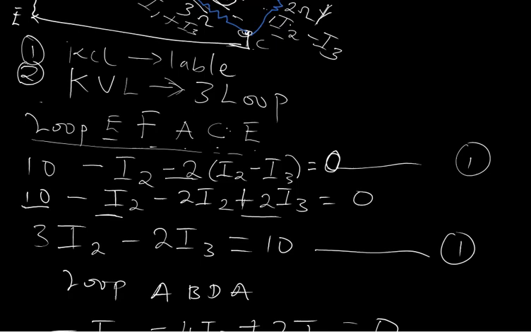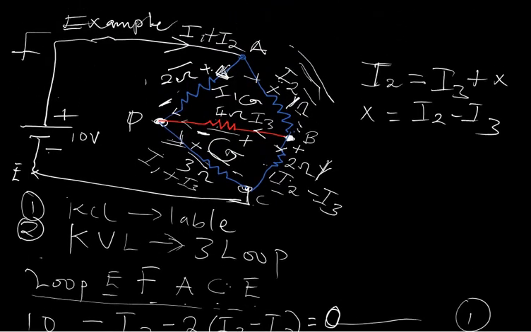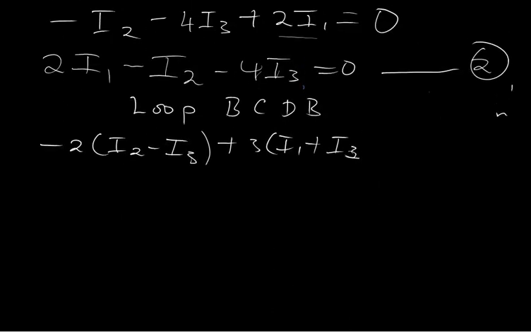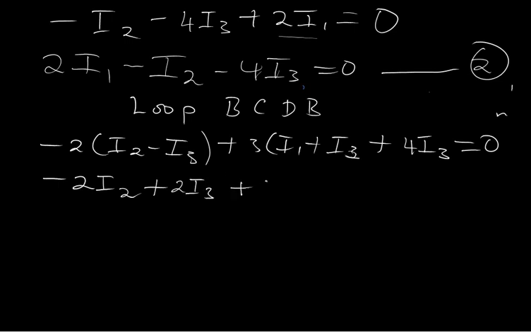Okay, still flowing this way, negative to positive. That's I3 plus 4I3, plus 4I3, so equal to 0. So let's open up: minus 2I2 plus 2I3 plus 3I1.